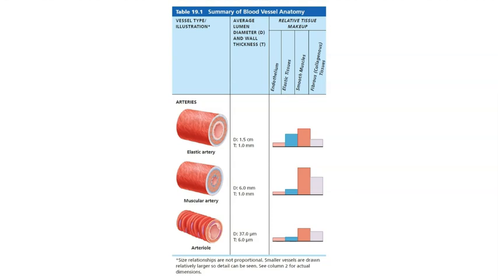The muscular arteries tend to be intermediate in diameter and contain primarily smooth muscle in their walls. They function to distribute blood all over the body, and the muscular arteries are the most common type of artery. And last but not least, we have the arterioles, which are the smallest in diameter in terms of the arteries. Their walls are made primarily of smooth muscle, and they function primarily as resistance vessels, which helps to determine blood flow to capillary beds.